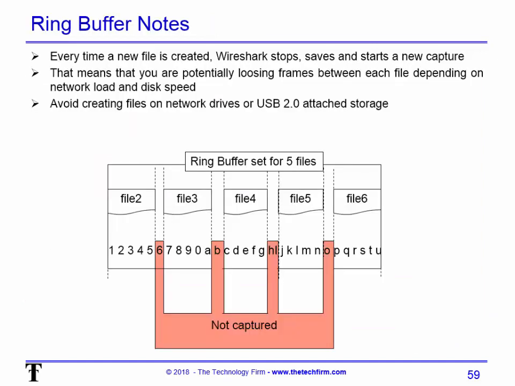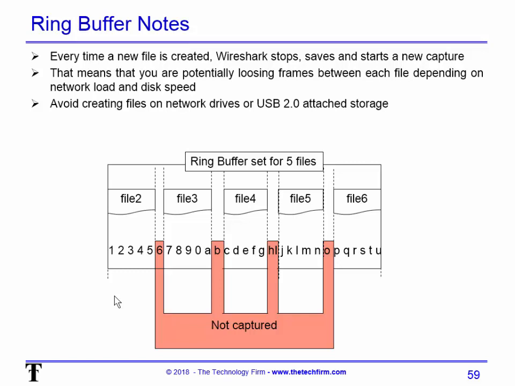So just one last note about ring buffers. So here we have our files being created, file 2, 3, 4, 5, and 6. So I have a ring buffer set for 5 files. Now, technically speaking, and I'm being very careful how I say this, you're going to miss data. So when file 2 gets stopped and saved, and file 3 starts, you do have a point in time where you may have missed a packet, 1,000, 1,000,000, who knows how many packets. It all depends how busy the network was and how fast it takes your machine to stop and save and start a capture again.